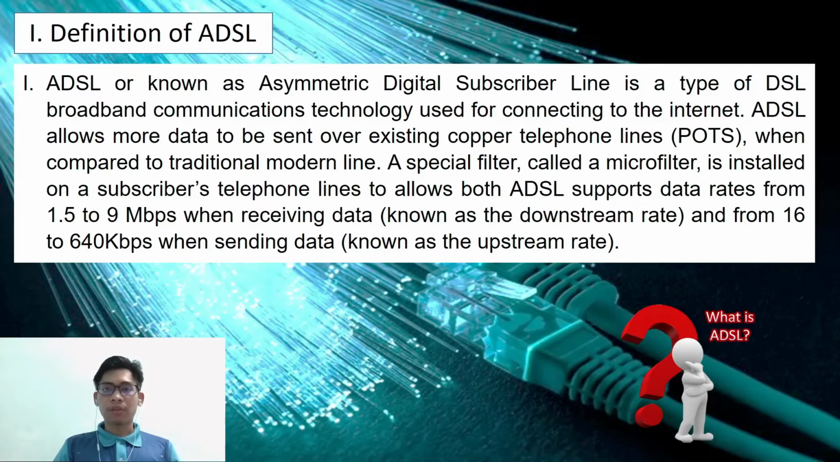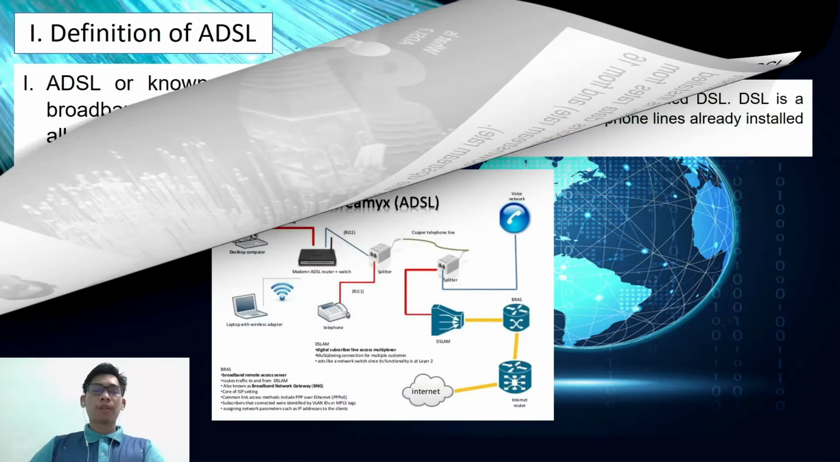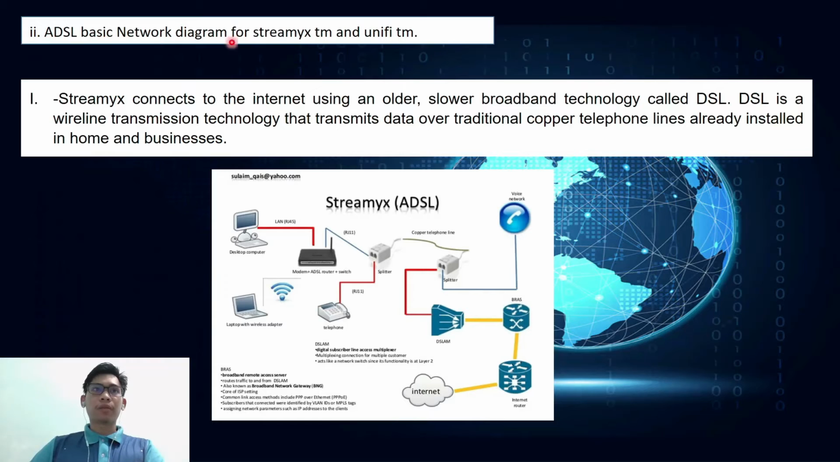So let's move on to the next slide. Question 2. ADSL basic network diagram for Streamix, Telkom Malaysia and Unify Telkom Malaysia. Streamix connects to the internet using an older, slower broadband technology called DSL. DSL is a wireline transmission technology that transmits data over traditional copper telephone lines already installed in homes and businesses. So this is the ADSL basic network diagram for Streamix.